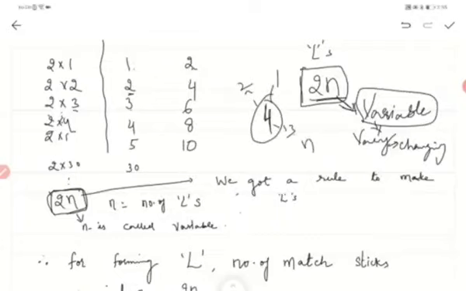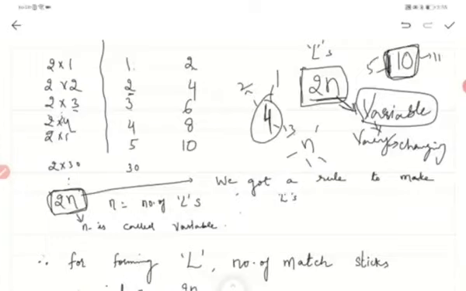Whereas our variable n can be 1, it can be 2, it can be 3, it can be 4, it can be anything. If I have a number 10, this is fixed, right? Number 10 is fixed. You cannot change this 10 to 11. It cannot hold this 10 as 5, something like that.